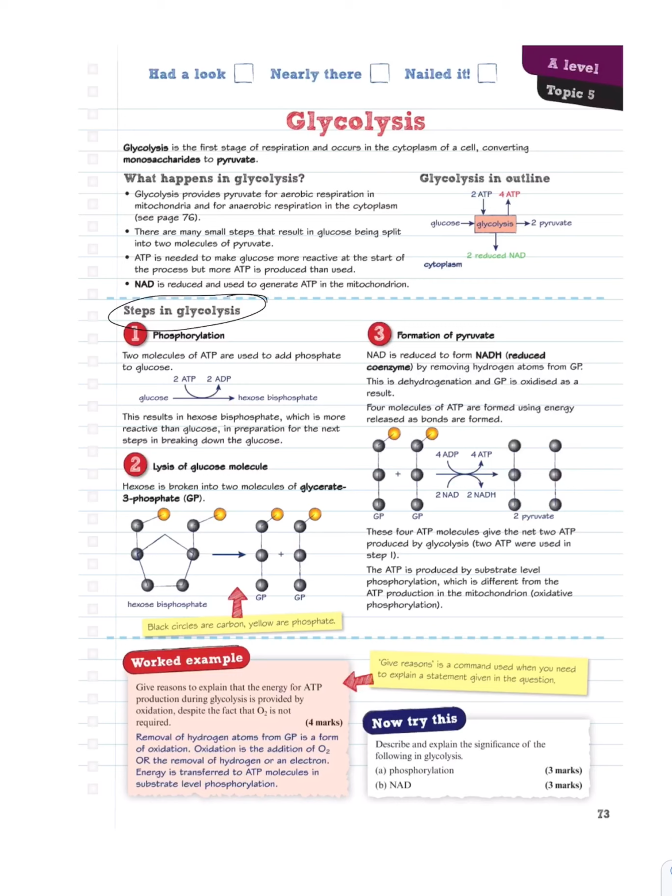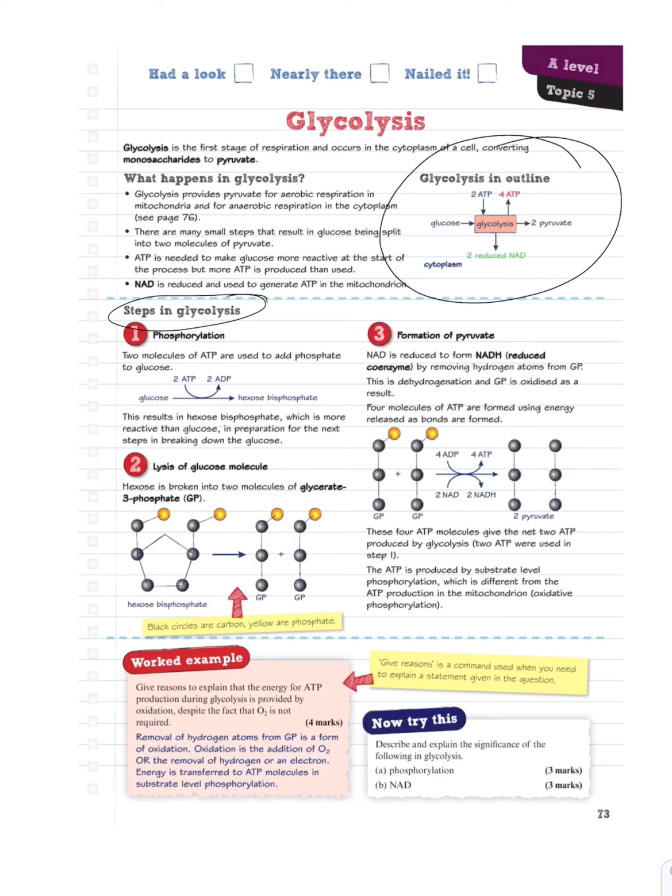ATP is needed to make glucose more reactive at the start of the process, but we'll still have more ATP produced than is used up. NAD is reduced and it will be used to generate ATP in the mitochondria, and that will come after oxidative phosphorylation, so it's not a step here.